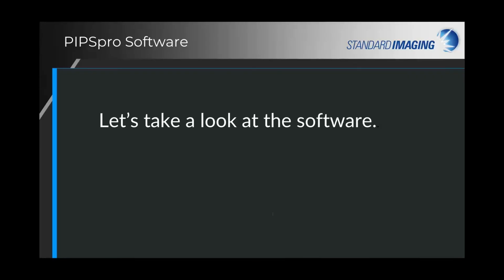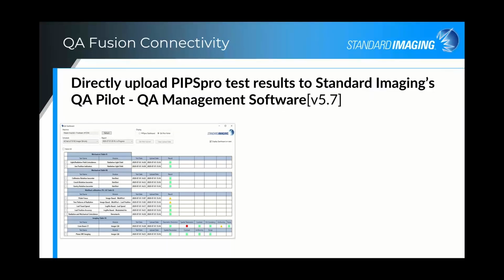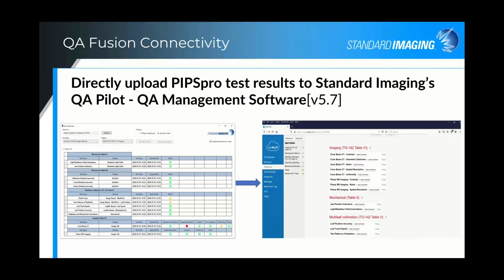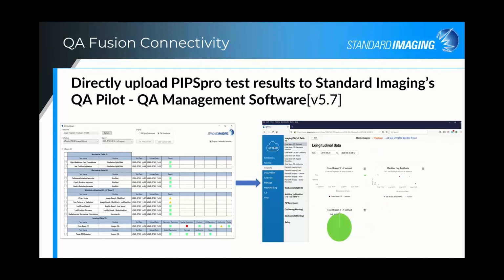And let's see. So going back to my PowerPoint here, this is, as I was talking about, our QA Fusion connectivity. We can directly upload our results from our tests into our QA Pilot QA management software. So that will give you those results there. You can see there it's a scheduler as well as a database for your test results. You can do full reporting as well for your specific tests.